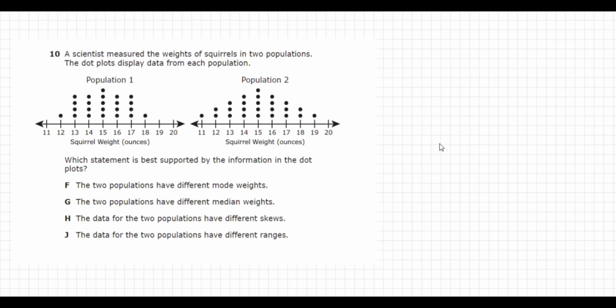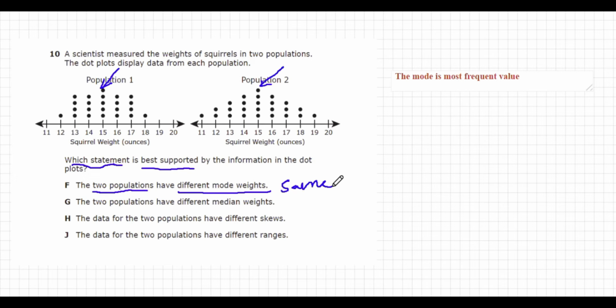Question number 10. A scientist measured the weights of squirrels in 2 populations. The dot plots display data from each population. Which statement is best supported by the information in the dot plots? Option F. The 2 populations have different mode weights. The mode is the most frequent value. Population 1 and 2 have mode weights of 15. Hence, F is not correct.